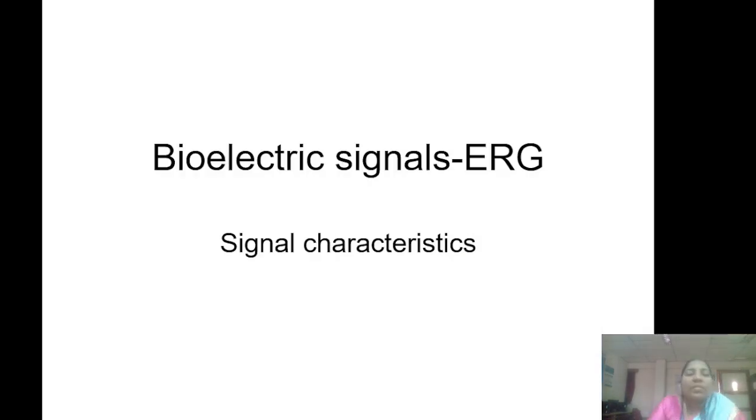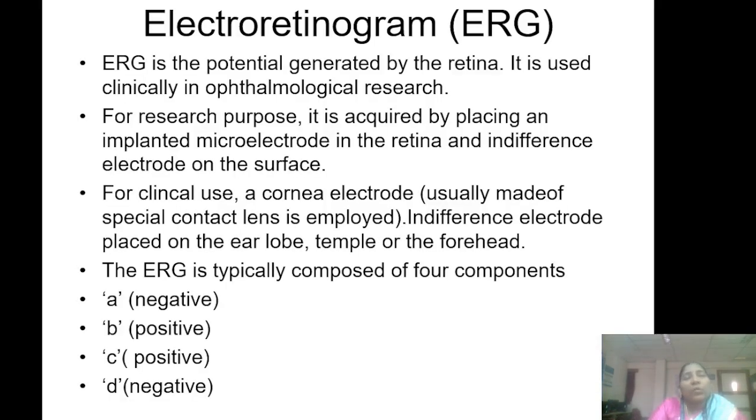Good morning, students. Today's class we are going to study a kind of bioelectric signal called ERG. ERG is electroretinogram. We are going to study what an electroretinogram is and its signal characteristics. The study of electrical activity of the retina we call electroretinogram, and it is used for clinical purposes as well as research purposes.